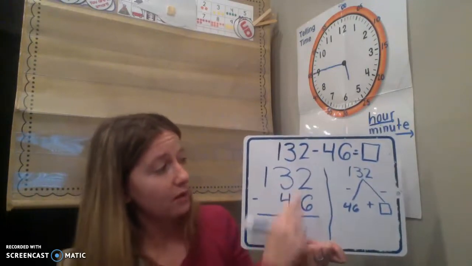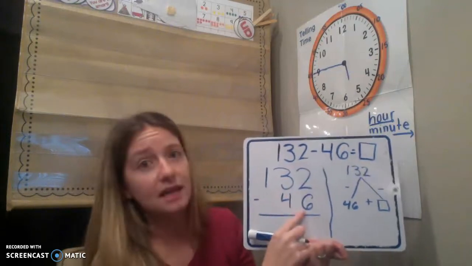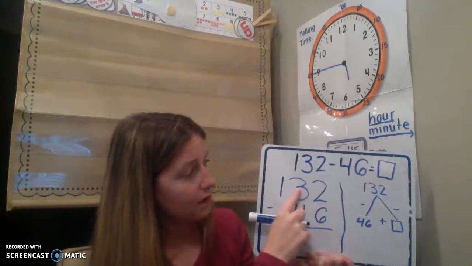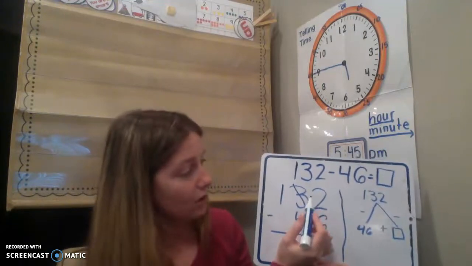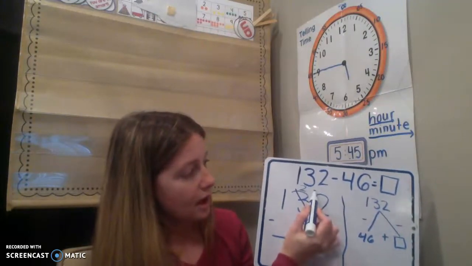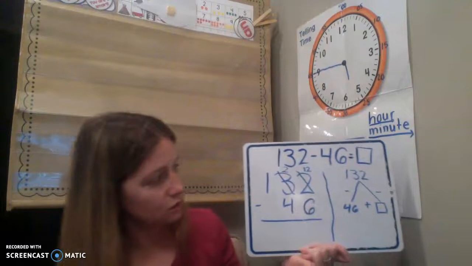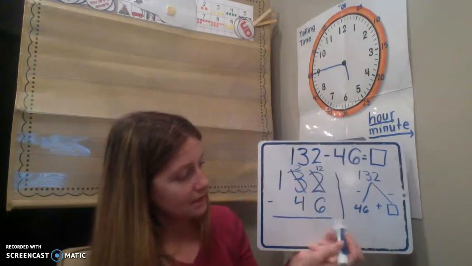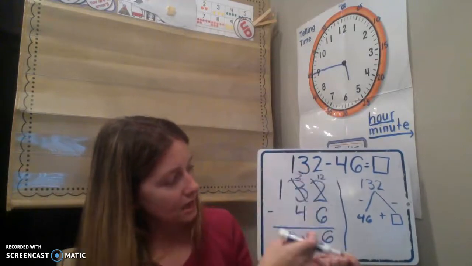So we're going to solve by looking at our ones first. So I have 2 minus 6. Think about our rhyme that we learned. More on the floor, go next door, ungroup, and get 10 more. So I'm going to ungroup my 3 and make it a 2. And I get 10 more, so this 2 becomes 12. Now I can solve because I have more on top. 12 minus 6 is 6. Very good.